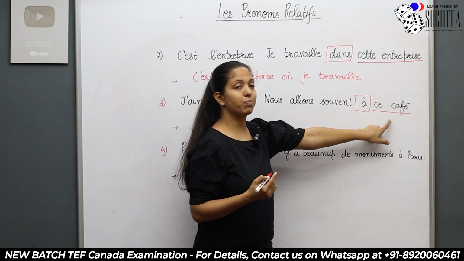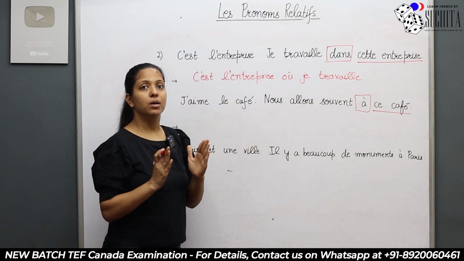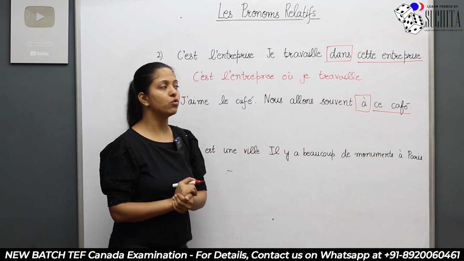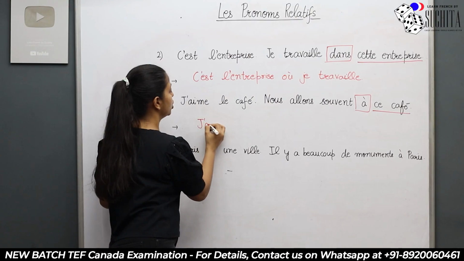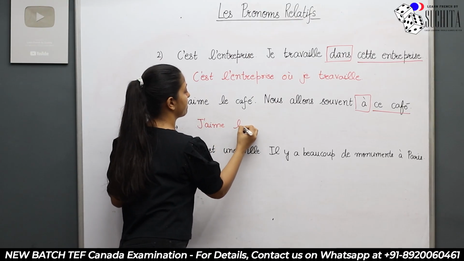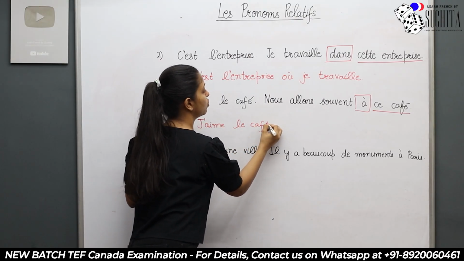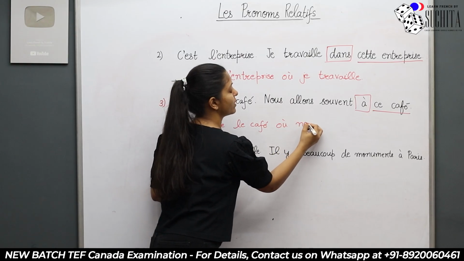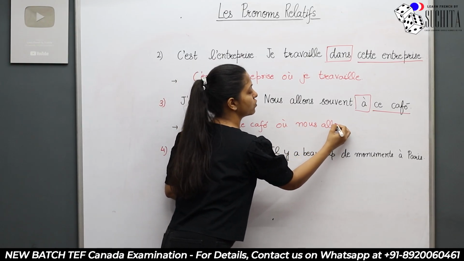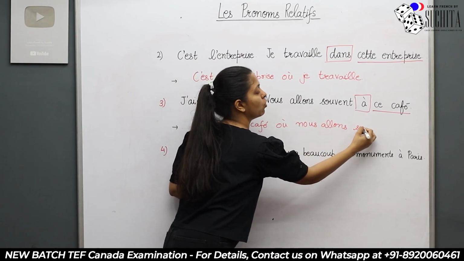So, preposition plus place, this would be avoided by writing the pronom relatif où, and your sentence will look like j'aime le café où nous allons souvent. So this is the cafe where we often go.